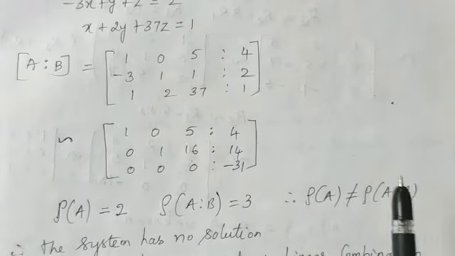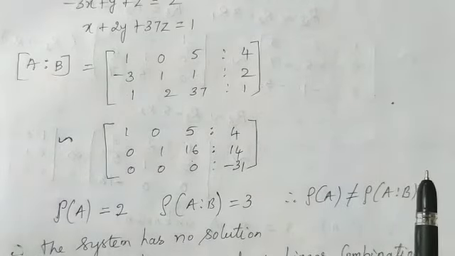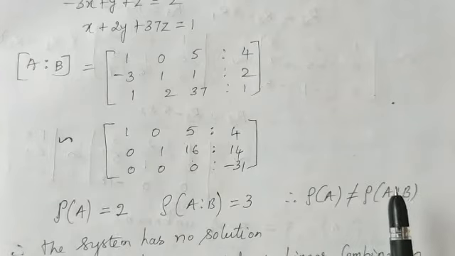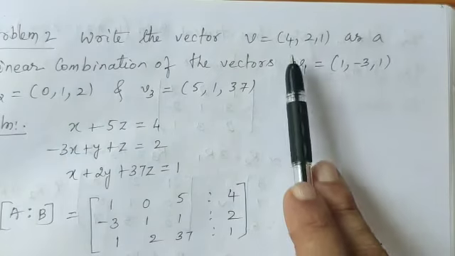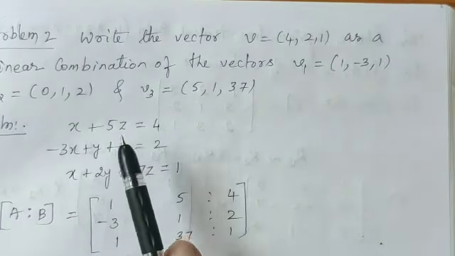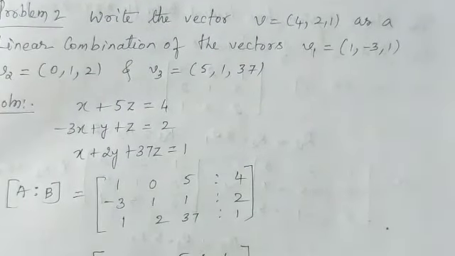That means the ranks are not same, the system is inconsistent. That means the system has no solution. So the system has no solution means you cannot express the vector as a linear combination of these 3 vectors. So that is the conclusion.